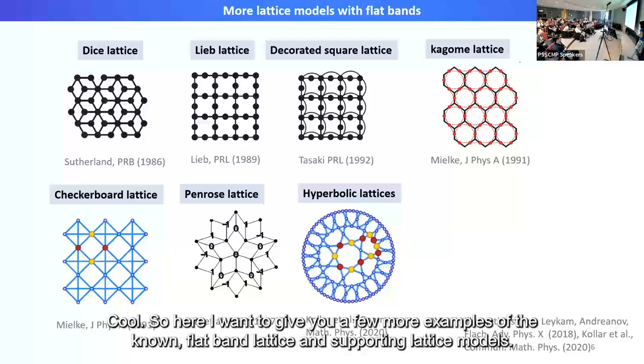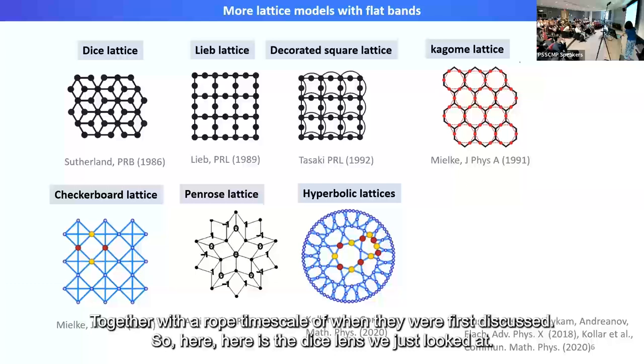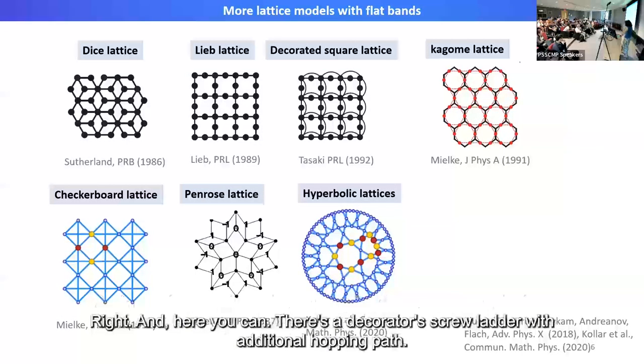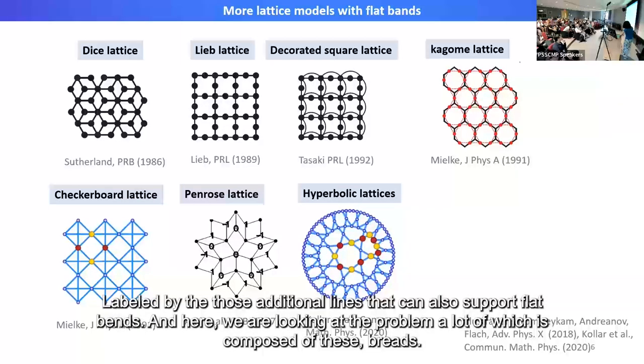So here I want to give you a few more examples of the known flat band supporting lattice models, together with a rough time scale of when they were first discussed. So here is the Dice lattice we just looked at, and here is the so-called Lieb lattice, which is basically a square lattice with additional sites on the bonds of the square lattice. Right, and here you can see this decorated square lattice with additional hopping paths, labeled by those additional lines, that can also support flat bands.